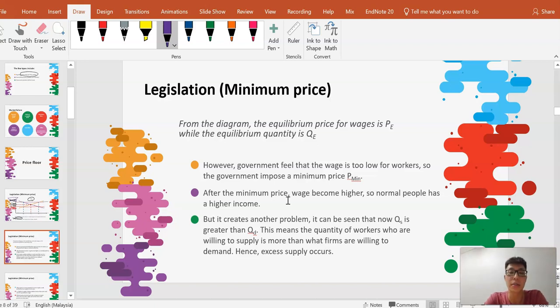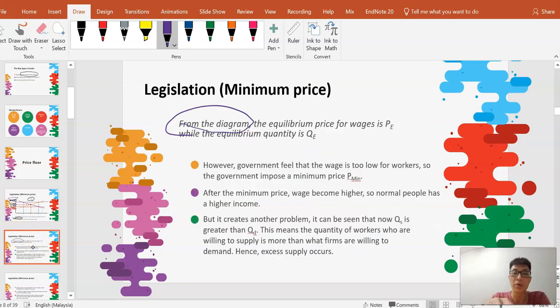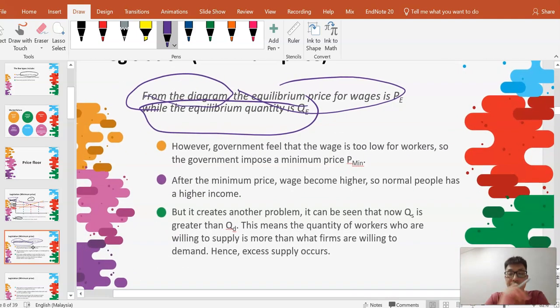Normally, I will ask the examiner, I'll ask the reader, those who watch this video, to look back at the diagram that I just drew, right? It is up to you whether you want to put P and QE. I put P and QE here because I want to explain as well. However, it's up to your writing style.